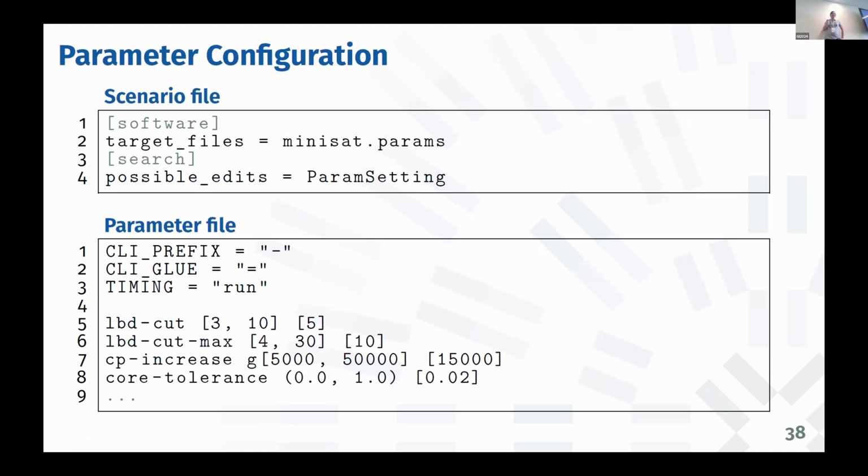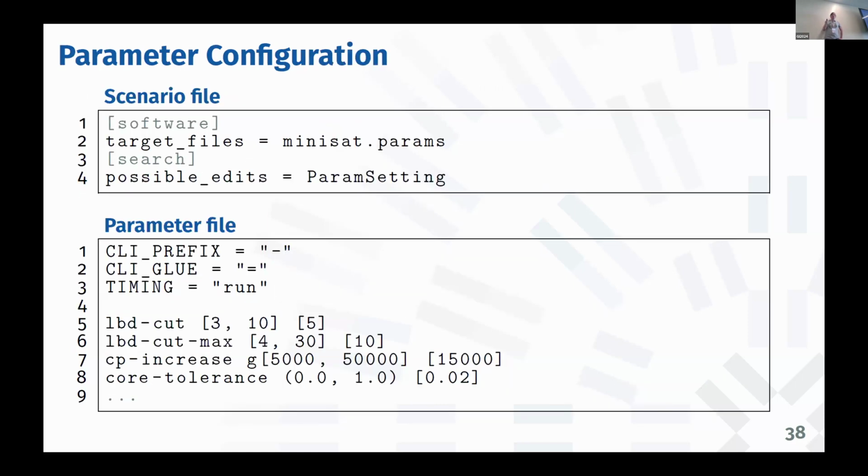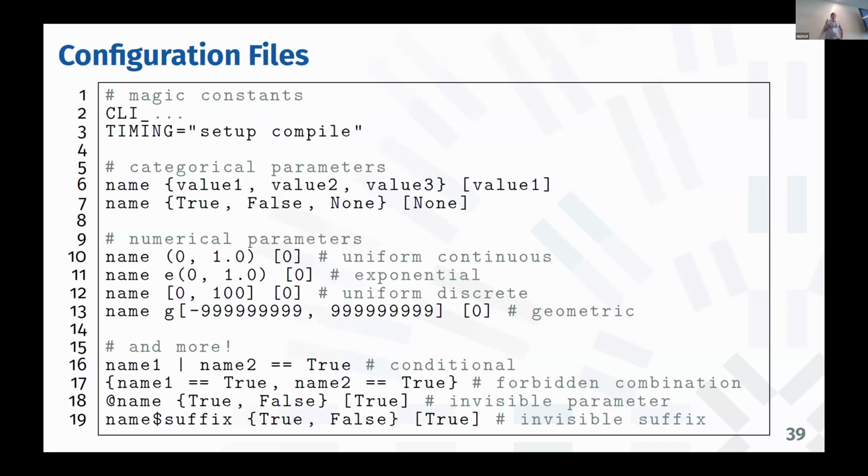By default, a file ending with params goes through the configuration files model. The parameter file is just a way to describe what you can put in the command line to run Minisat. It has a few parameters, for example, core tolerance, which will be used in the command line as dash core tolerance equals a value. It specifies all the things that you can put on the command line. That file is really easy to understand if you try to read it. It has some magic constants, for example, prefix or glue, to actually write the command line.